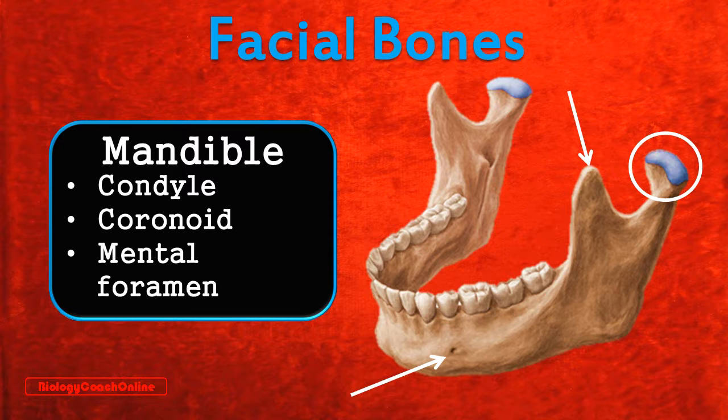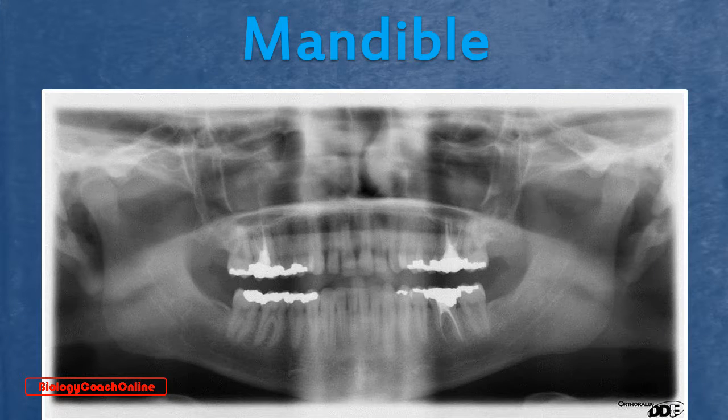We have the mental foramen here on the chin. Remember, mental pertains to the chin. This is the exit for the mental nerve. And these are the mandibular teeth.